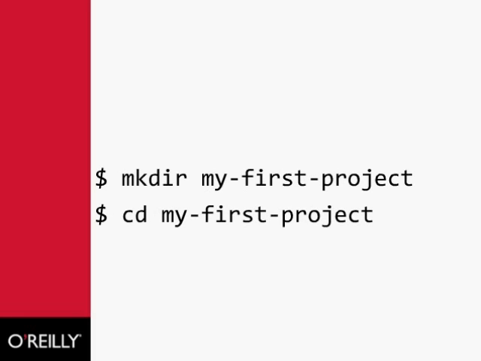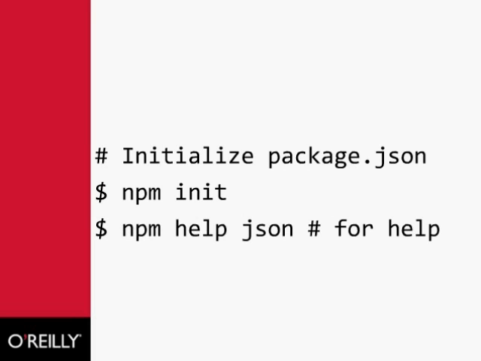So to create your first project, just make a directory and then change into that directory. As you can see in the example here, we're calling it My First Project, but you can call it anything you want. And to initialize your project, you can just do npm init, and then it'll guide you through the different options. And you can get help on those options with npm help json.